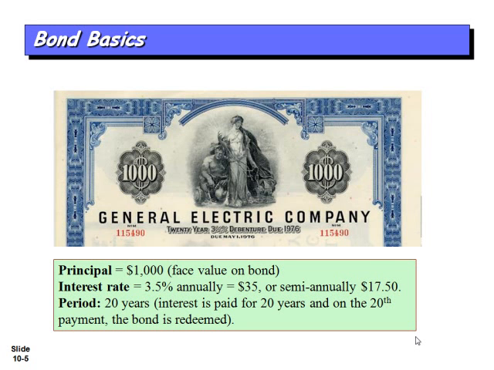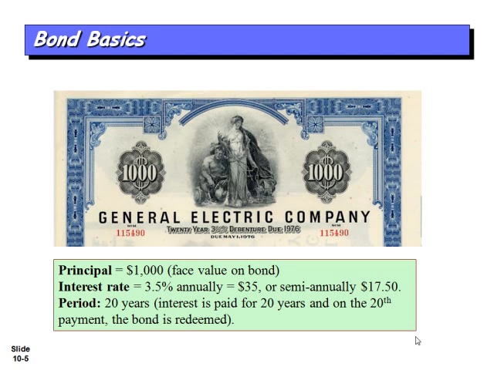Here's an old-fashioned bond issued in 1956. It's a 20-year General Electric bond. And I want to point out to you the face value of the bond is what is printed on the bond. And make a note that term face value is real important. That is what the company will pay back the bondholder at the end of the borrowing period.